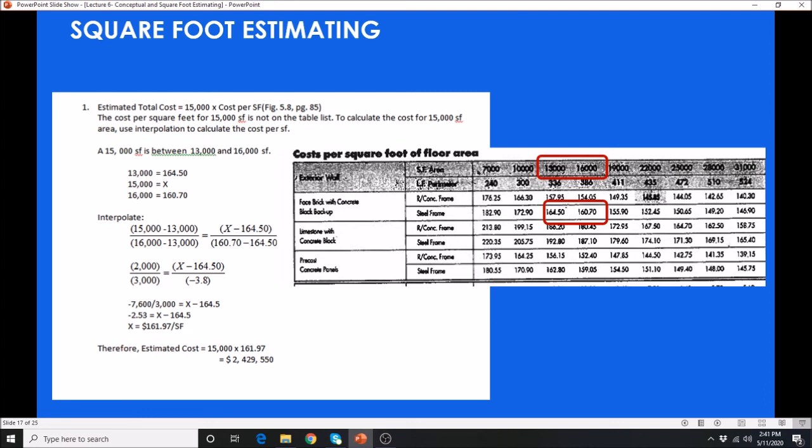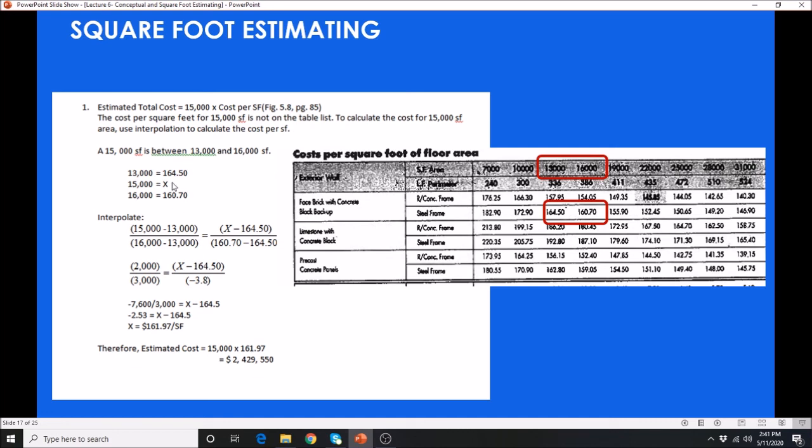As a check, you should have a value that is between 160.7 and 164.5. And in our case here, we have 161.97. If you calculated a value that is less than 160 or above 164, you need to double check your calculation because that will be wrong.